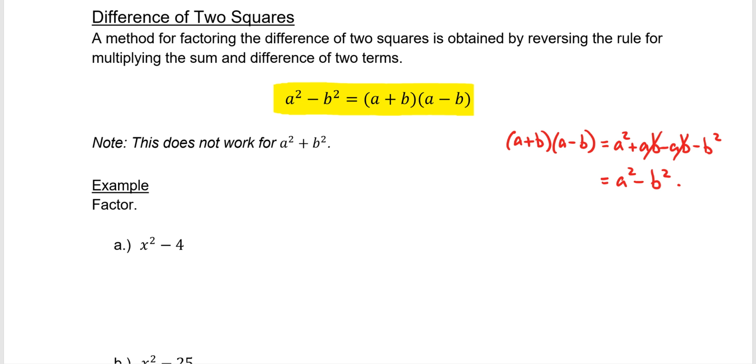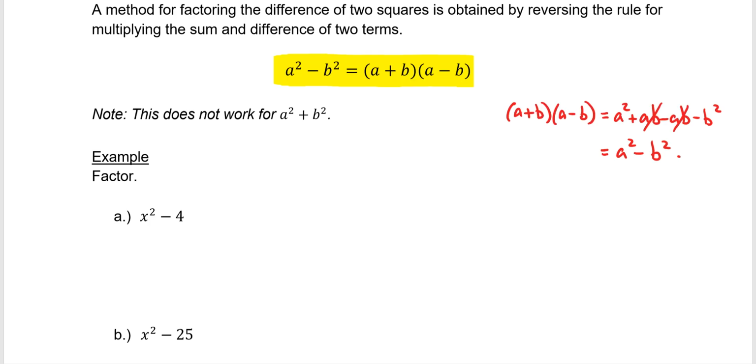So remember that factoring is writing something as the product of factors. So a plus b times a minus b. To do this, we have to identify what a is and identify what b is. So I put a little note down here. This only works for the difference, meaning subtraction, of two squares, of two things being squared. It does not work for a squared plus b squared. So let's do some examples here.